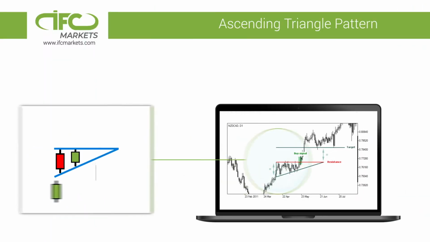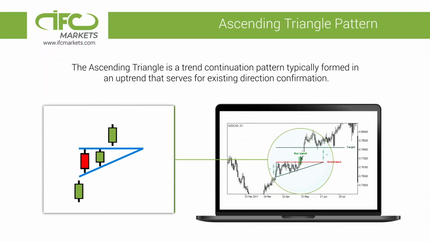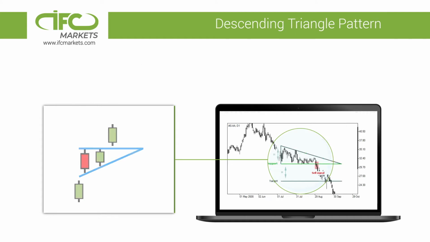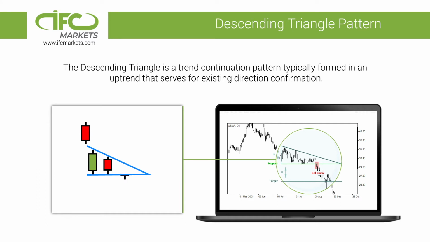The ascending triangle is a trend continuation pattern typically formed in an uptrend that serves for existing direction confirmation. The descending triangle is a trend continuation pattern typically formed in a downtrend that serves for existing direction confirmation.